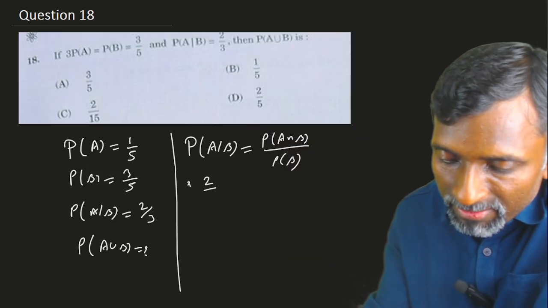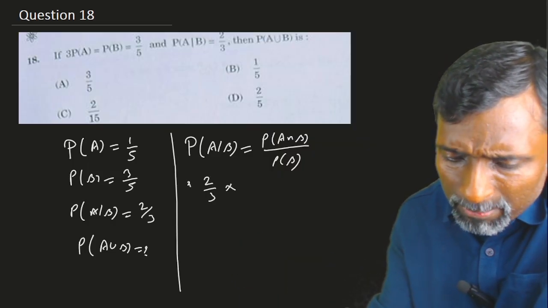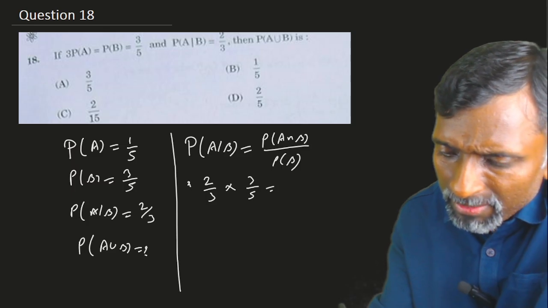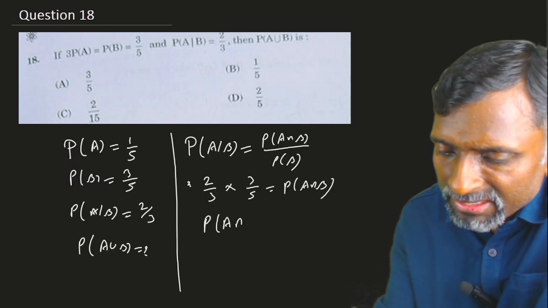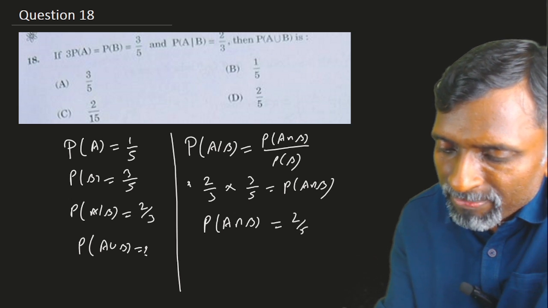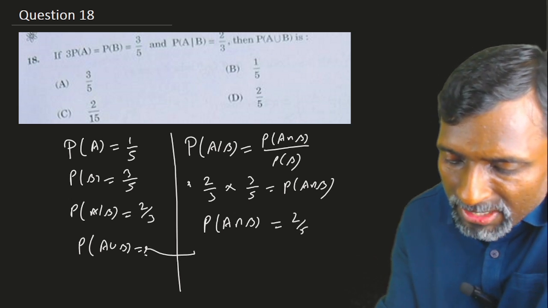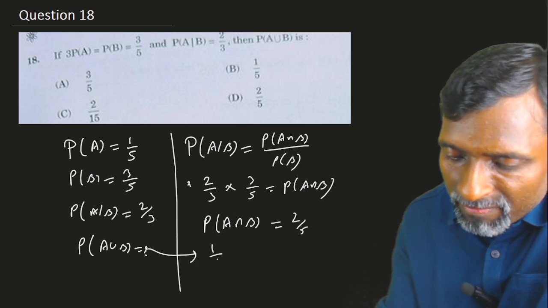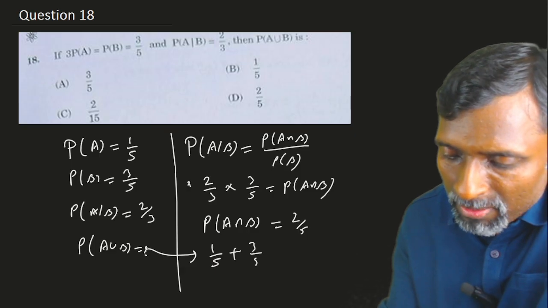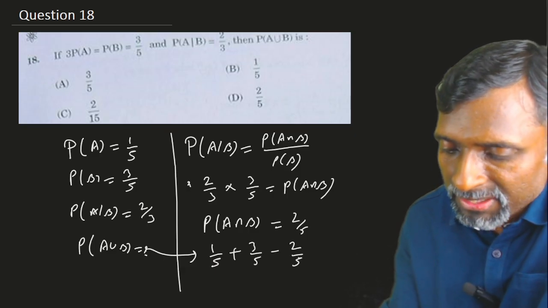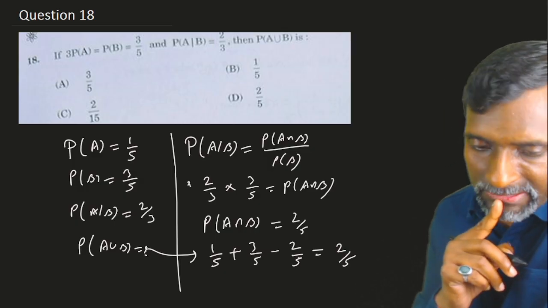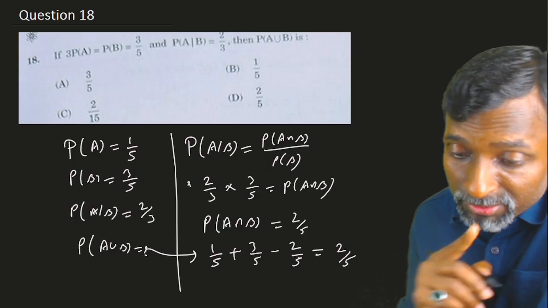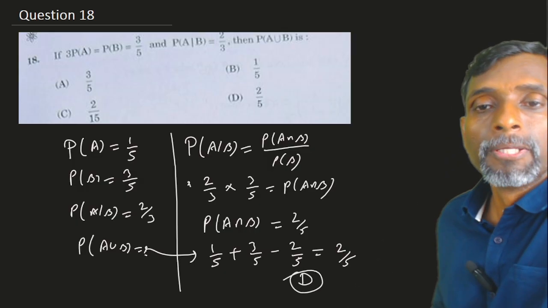So we can say it is 2 by 3, cross multiplied by P(B) which is 3 by 5, is equal to probability of A intersection B. So we've got probability of A intersection B which is 2 by 5. Now probability of A union B can be written as probability of A plus probability of B minus probability of A intersection B. It can be 2 by 5 finally. 4 minus 2, yes, very good. So 2 by 5 is the option. Option D is the correct answer.